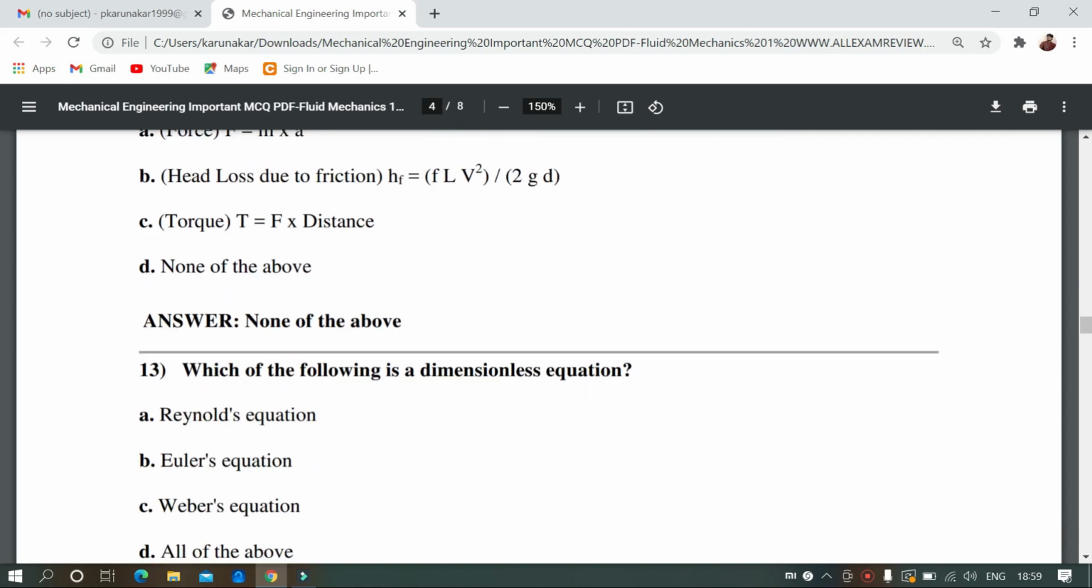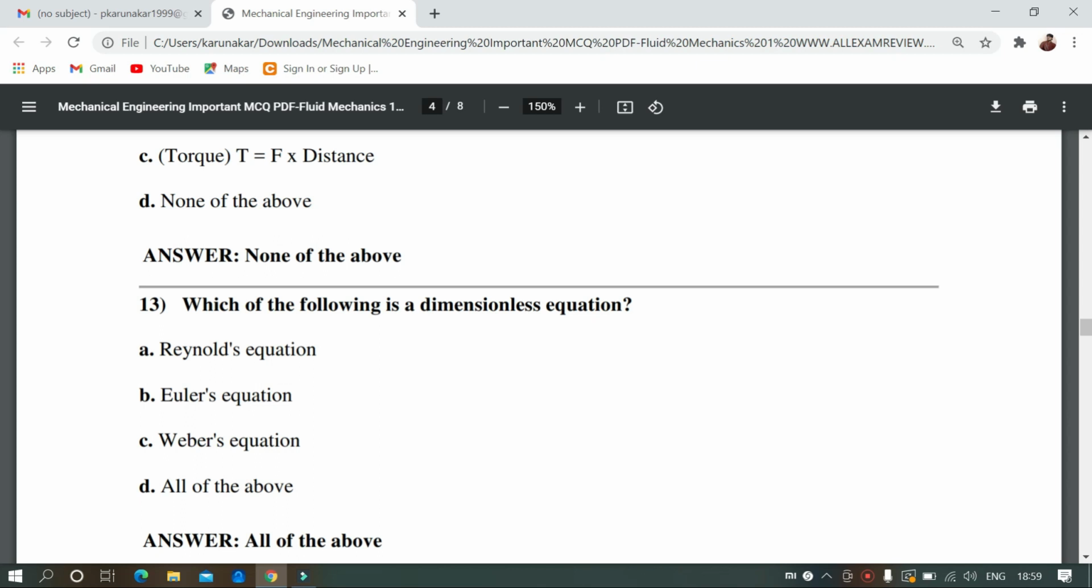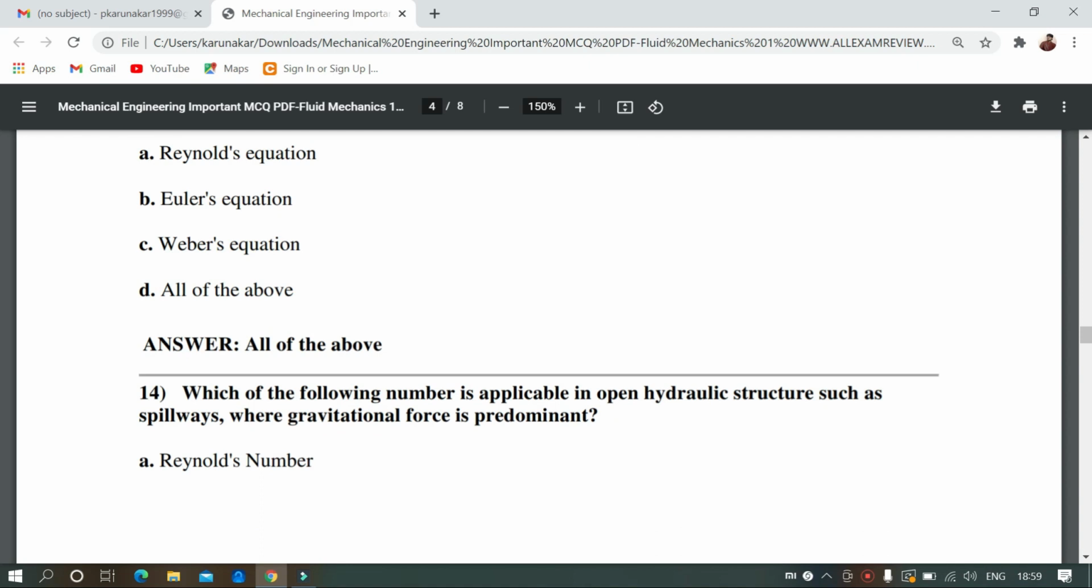Question number 13. Which of the following is a dimensionless equation? So they have given some equations, and they are asking which of the following is the dimensionless equation. So which is not having dimension is called dimensionless, no? Option A is Reynolds equation, option B is Euler's equation, option C is Weber's equation, option D is all the above. So guys, simply you can say it's all the above. None of them have dimension, because the numerator and denominator have the same term, so it will be cancelled. Okay.